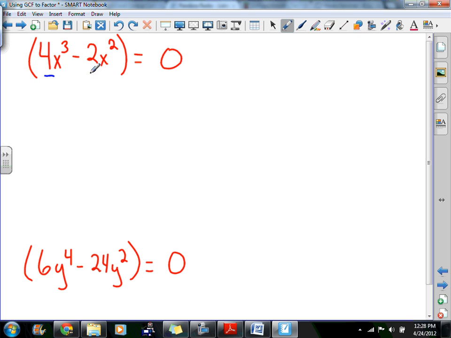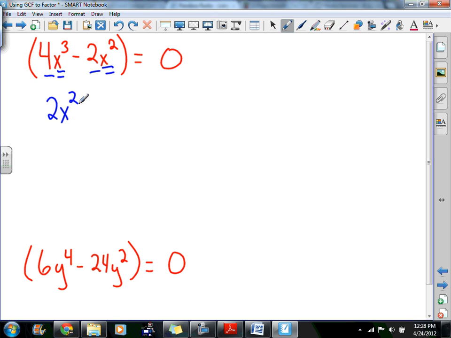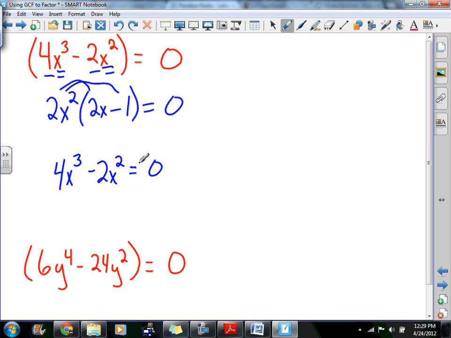So for this one, I look at the 4 and the 2, and the greatest one I can factor out is a 2. And now I look at x cubed and x squared, and I can pull out 2 x's. Whoops, I gotta erase this. I can pull out 2 x's there, so I get 2x squared. So I'm left with 2x here, and here I pulled out 2x squared, so the only thing that's left is a 1. Now, once again, you have to do the distributive property check. So I get 4x cubed minus 2x squared, which is what I started with. So we're good.